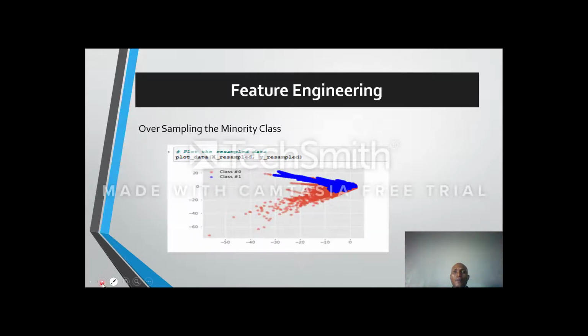Now, another part of feature engineering carried out in this project is oversampling the minority class.